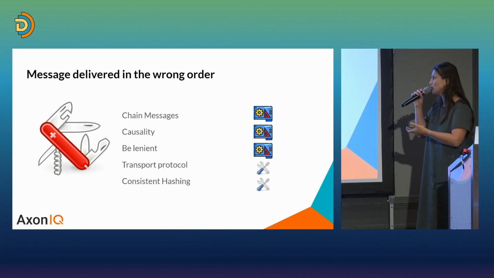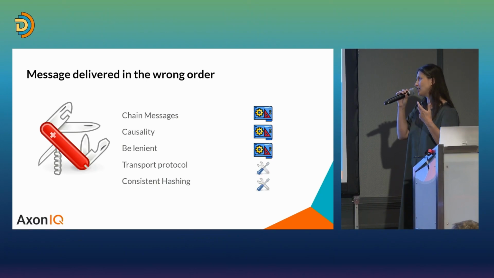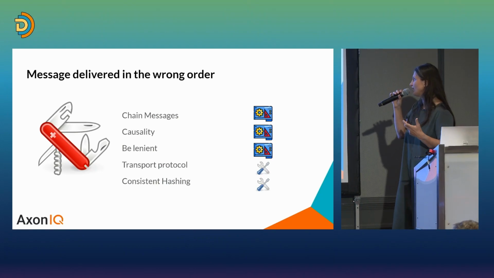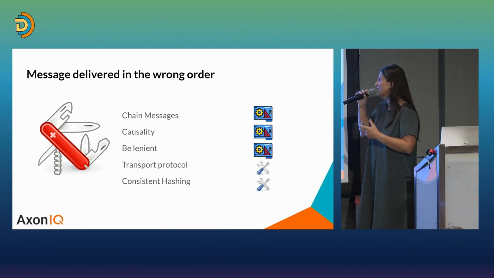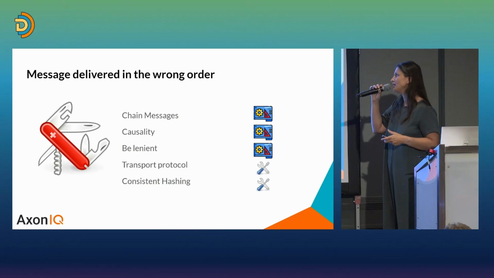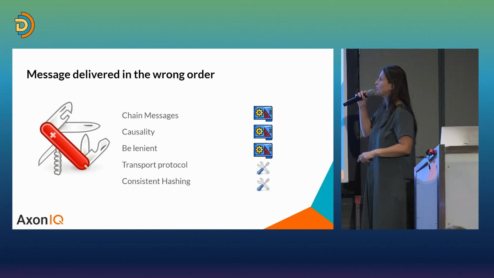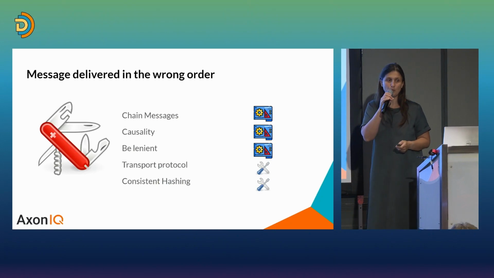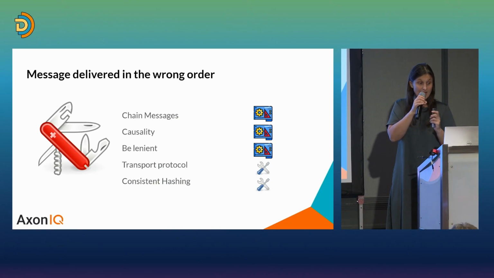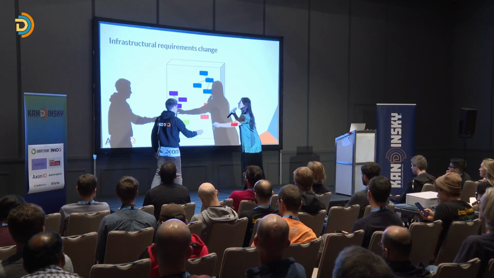So the transport protocol, together with consistent hashing, is a technique that can mitigate the problem of message delivery in the wrong order, but this solution must always be implemented together with the other design solutions that we proposed before. Let's see now what happens when non-functional requirements change.